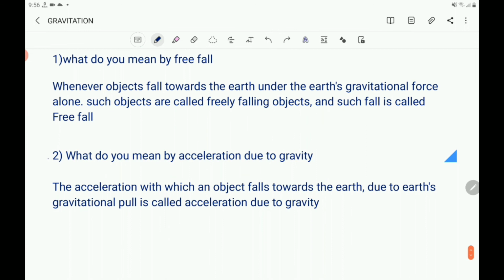Next, second question. What do you mean by acceleration due to gravity? What is the answer here? The acceleration with which an object falls towards the earth due to earth's gravitational pull is called acceleration due to gravity.